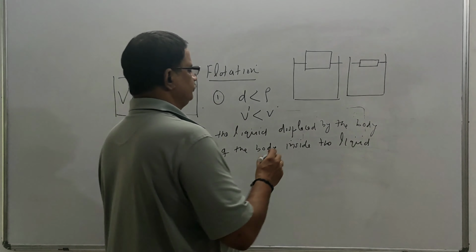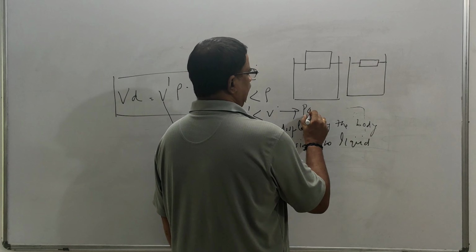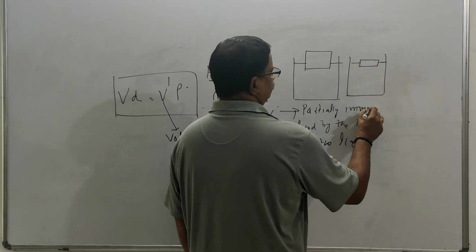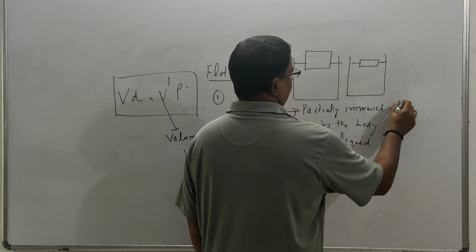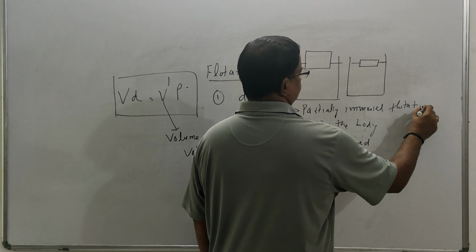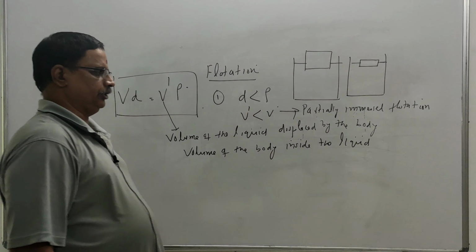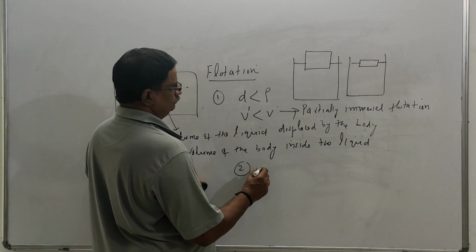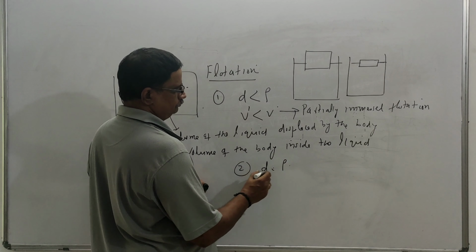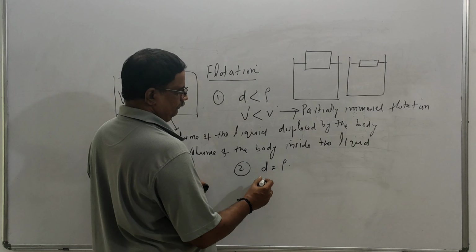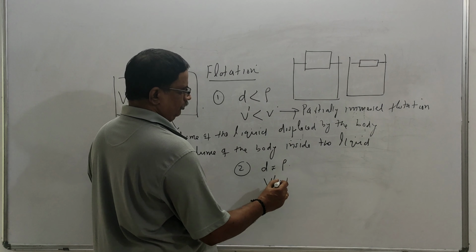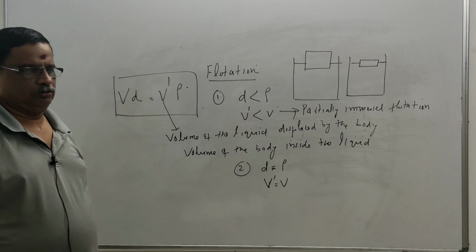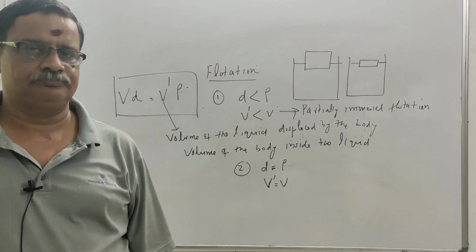And this is known as partially immersed flotation. Second case will be small d equal to rho. Then very clearly V dash should be equal to V.